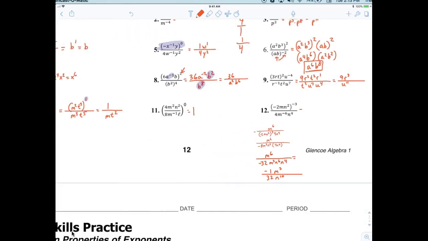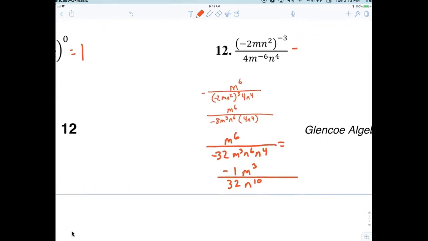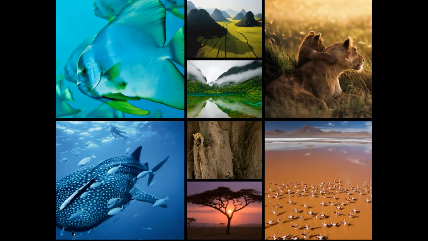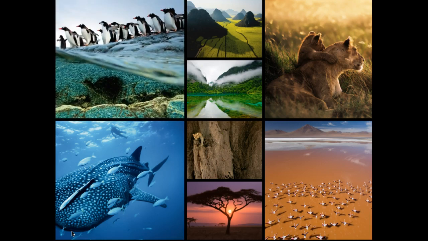n to the 10th. All right, guys, that's actually really good and really, really tricky and really, really important. That's what I'm trying to tell you. Understand what I'm telling you. Now, your assignment is just 1 through 26. Oh, just 1 through 26 on the next page. Brilliant.